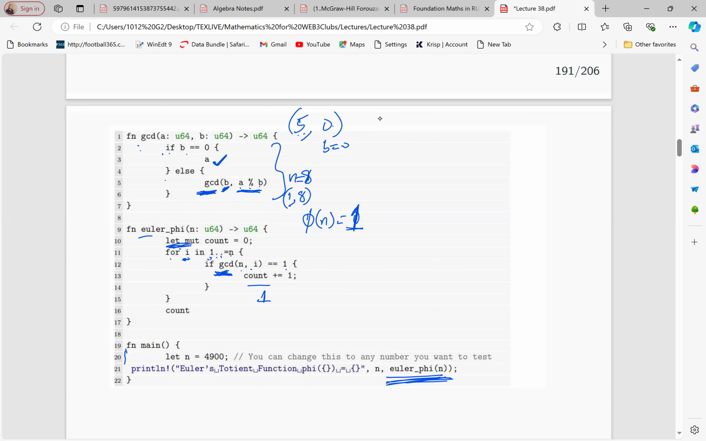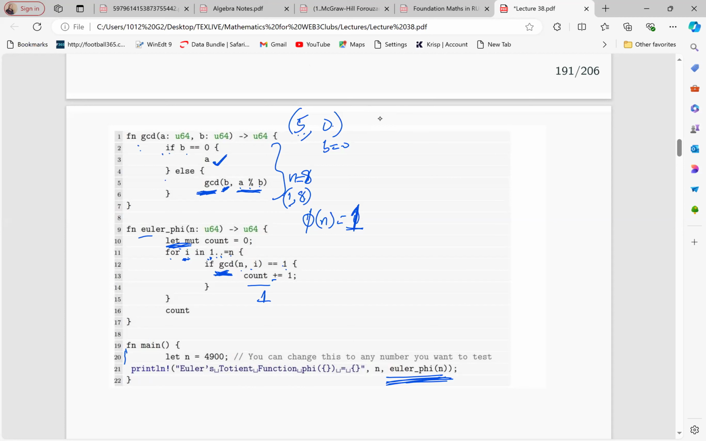And then it goes to the next i, which is 2. Then it checks 2 and 8, for instance. If the GCD is 1, it will make a count. If the GCD is not 1, it does not count. So that is why he's saying plus 1. It's adding every time the GCD is 1.